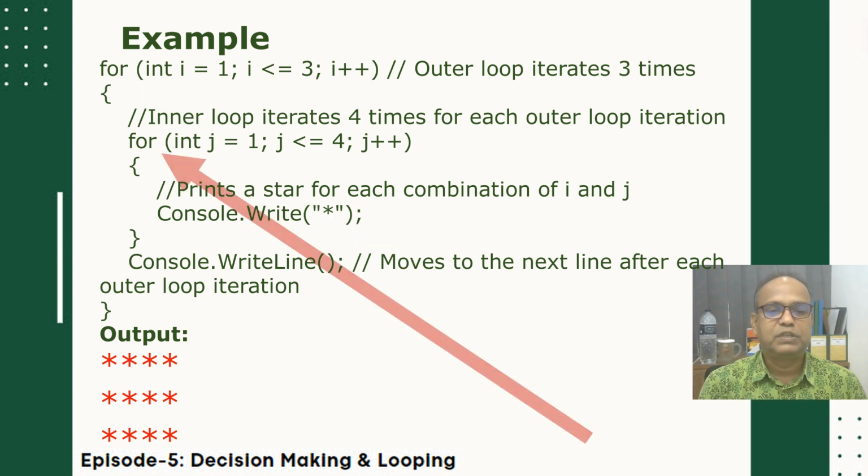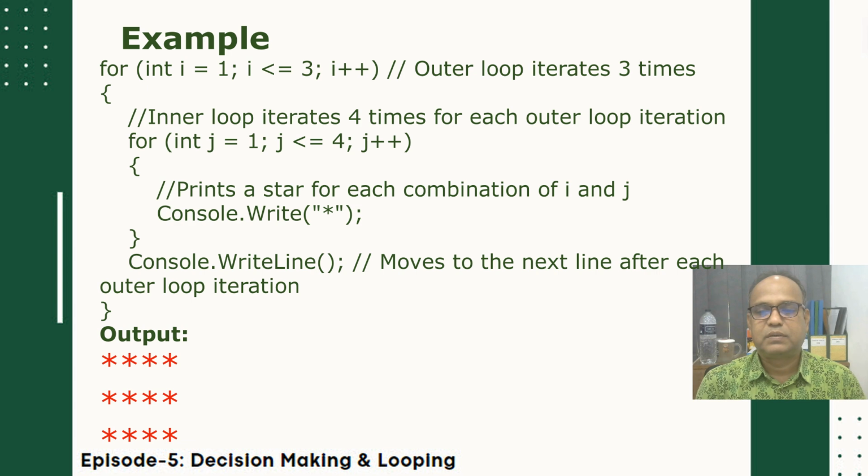Inner loop. It iterates 4 times, j equal to 1, 2, 3, 4. It prints a star for each combination of i and j. New line. After each outer iteration, a new line is printed, creating the rectangular pattern. The inner loop runs to completion for each iteration of the outer loop. Nested loops can be used with any combination of for, while, and do while loops.